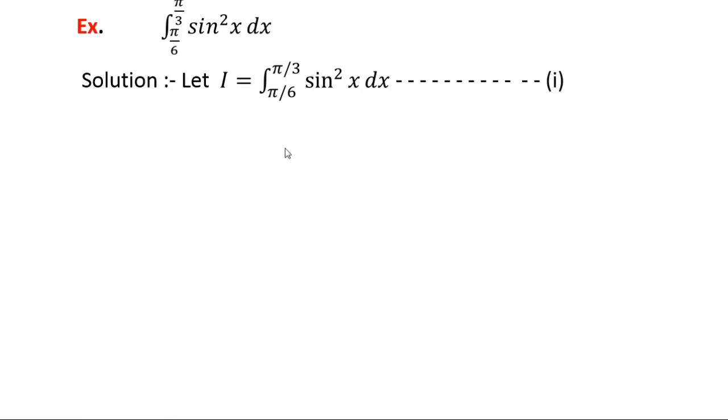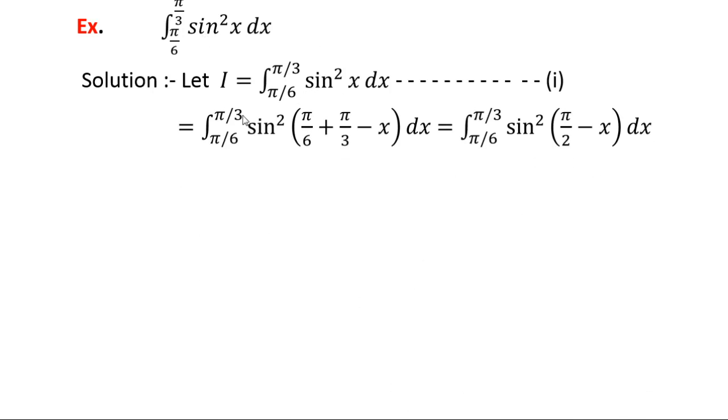Now use the property. What does the property say? The value of this integral is the same as the value of the integral between the same limits by changing this variable x to a plus b minus x.